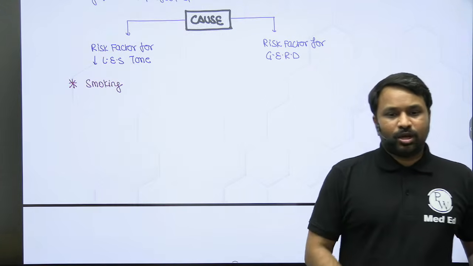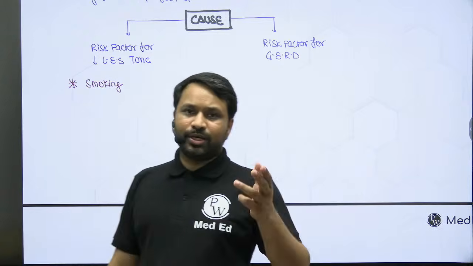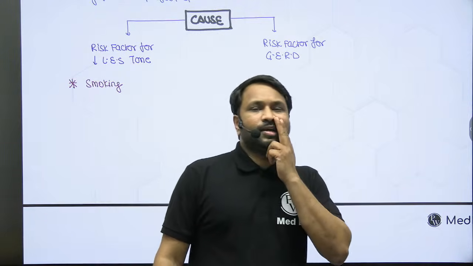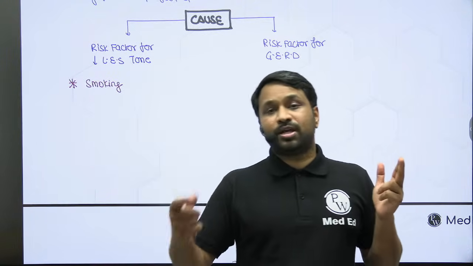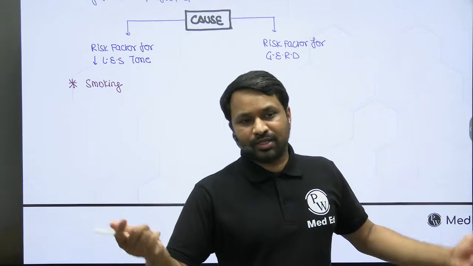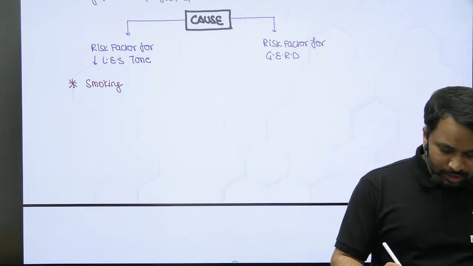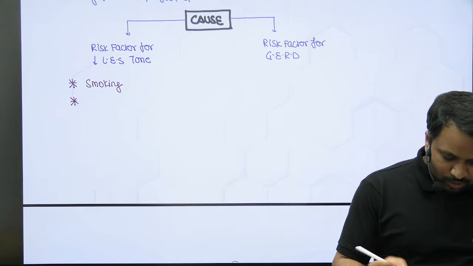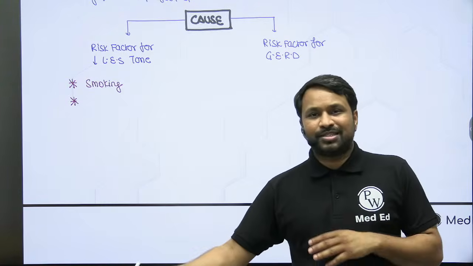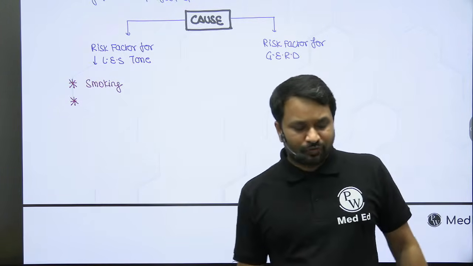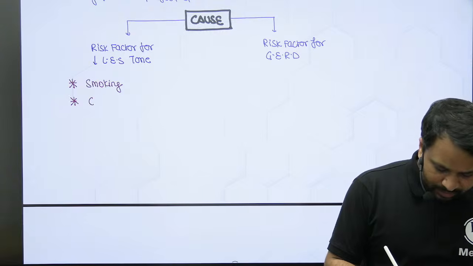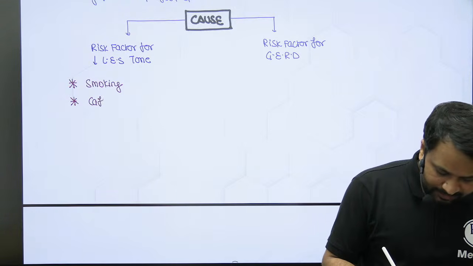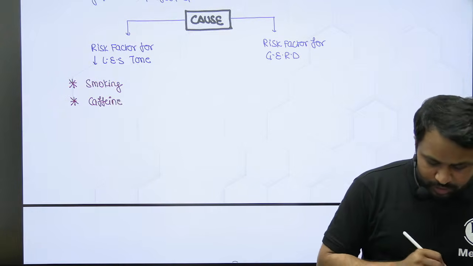ठीक है? तो कभी भी आपने ऑब्जर्व किया होगा कि अगर कोई स्मोक कर रहा है, तो एक हाथ में सिगरेट है और दूसरे हाथ में ऑब्वियसली चाय या कॉफ़ी है। अकेला स्मोकिंग नहीं करेगा, चाय सुट्टा तो लगता ही है। अगर इंडिया में हो तो चाय, बाहर जाओगे तो कॉफ़ी होगा, तो कॉफ़ी में कैफीन मिलेगा. Caffeine is also going to decrease the tone of LES.